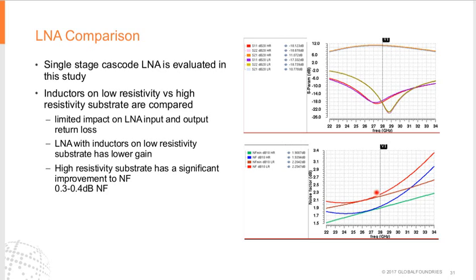Therefore, it will translate to the noise figure. We can see that the noise figure, either the minimum noise figure or matched noise figure, improved by about 0.3 to 0.4 dB. So this is a big benefit of the high resistivity substrate, which can significantly improve the noise figure of the LNA. Based on some new designs, this design is the old design. The noise figure is less than 2, and based on some new advanced designs, we can further improve the noise figure.